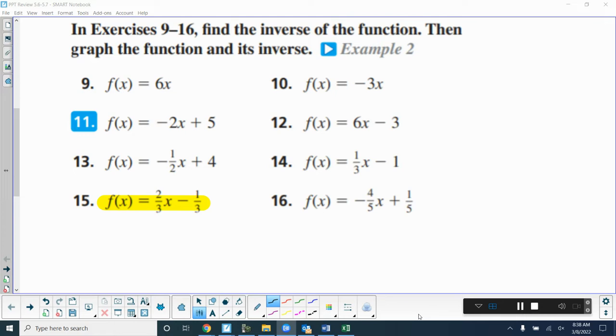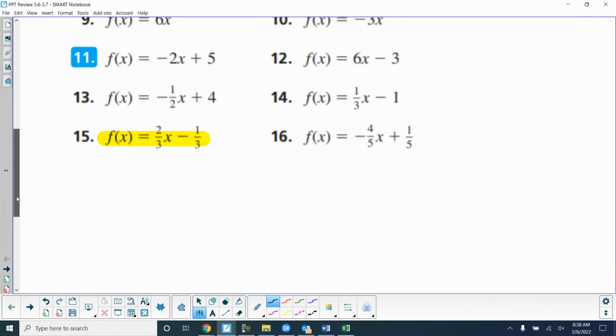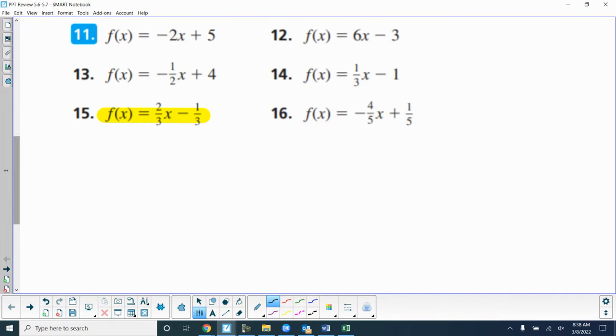What was the trick to find inverse? You have to switch the x's and y's. Correct. And remember, this is our y, right? So we switch the x and the y. So we rewrite this as x equals 2/3 y minus 1/3. Okay? And then we solve for y.